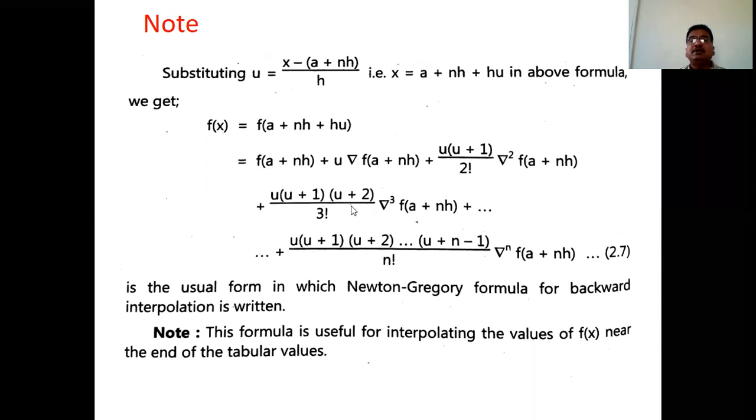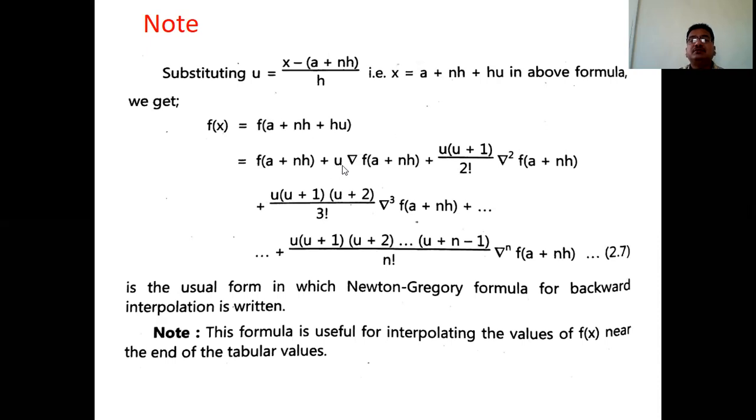So what is important in the backward interpolation formula? The value of the function at the last point is important. The last point is important in the backward interpolation formula. In a forward interpolation formula, the first point is important. So what is the forward interpolation formula? f(x) is equal to f of a. So instead of this a plus nh, there is the first point f of a. That is the first value. But in the backward interpolation formula, it is the last value, f of a plus nh.